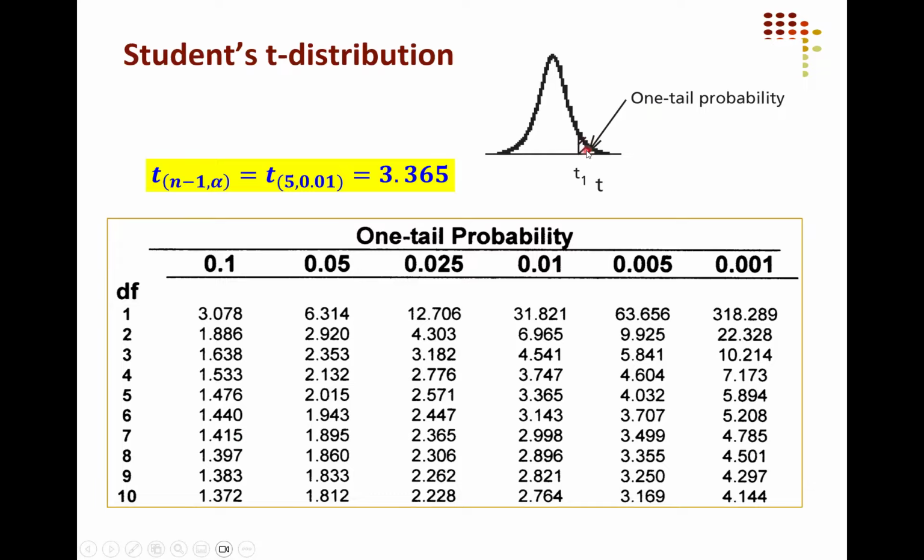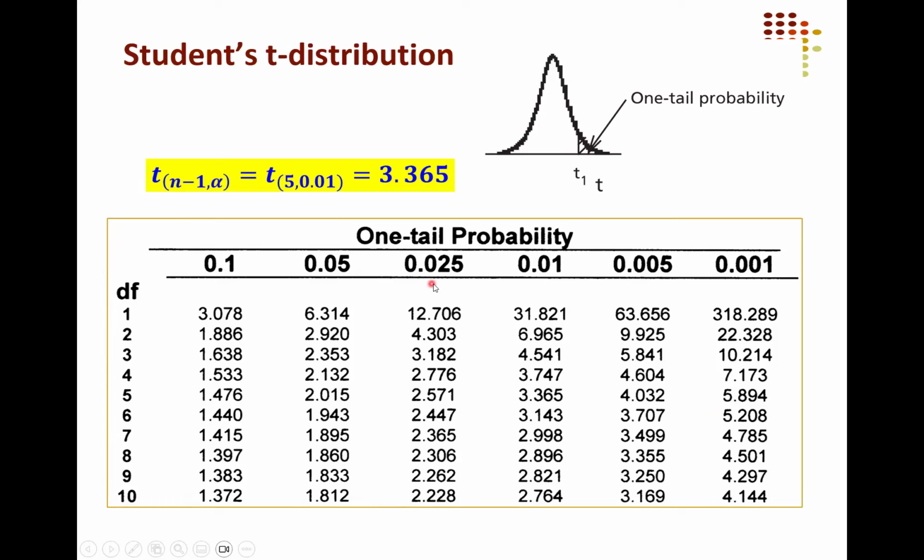So since the distribution is symmetric, the one tail probabilities in the left tail or the lower tail can be estimated from the same one, and also the abscissa values are going to be the negative of the value given over here. So these are the one tail probabilities.